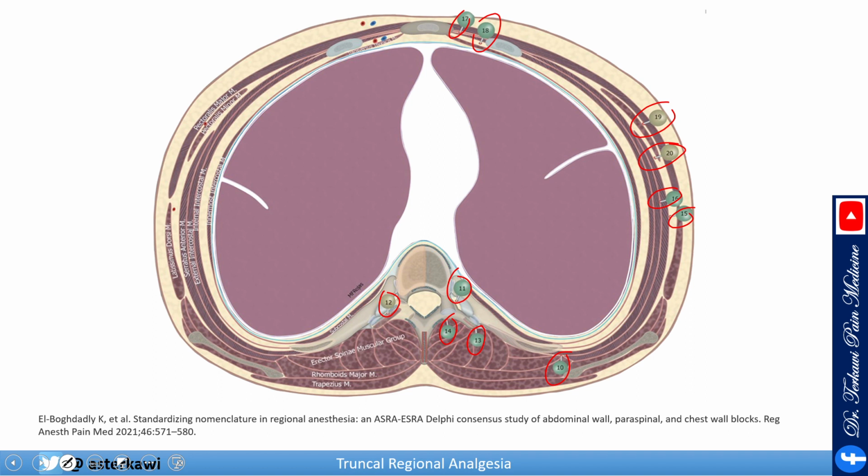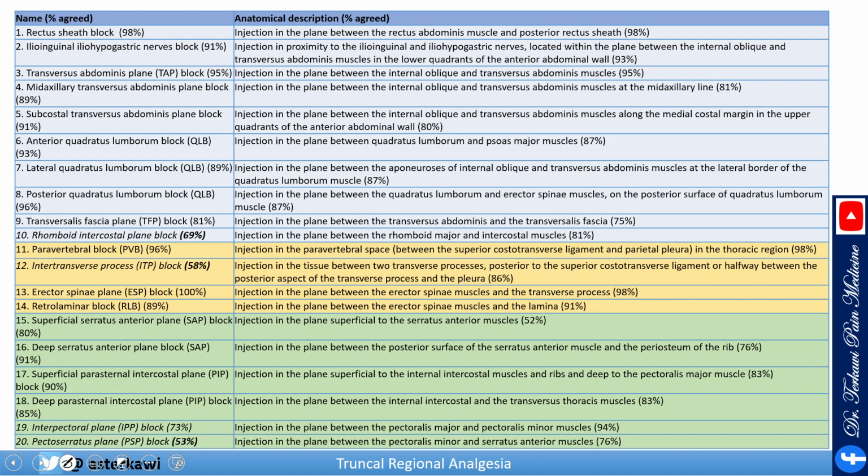So we will learn about all these blocks in separate videos. And this is just for your reference.